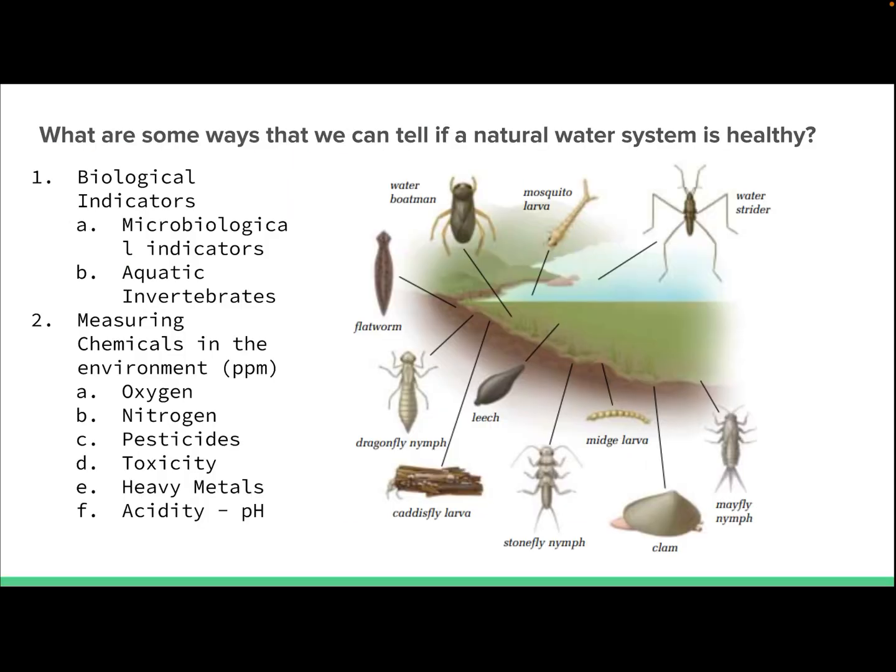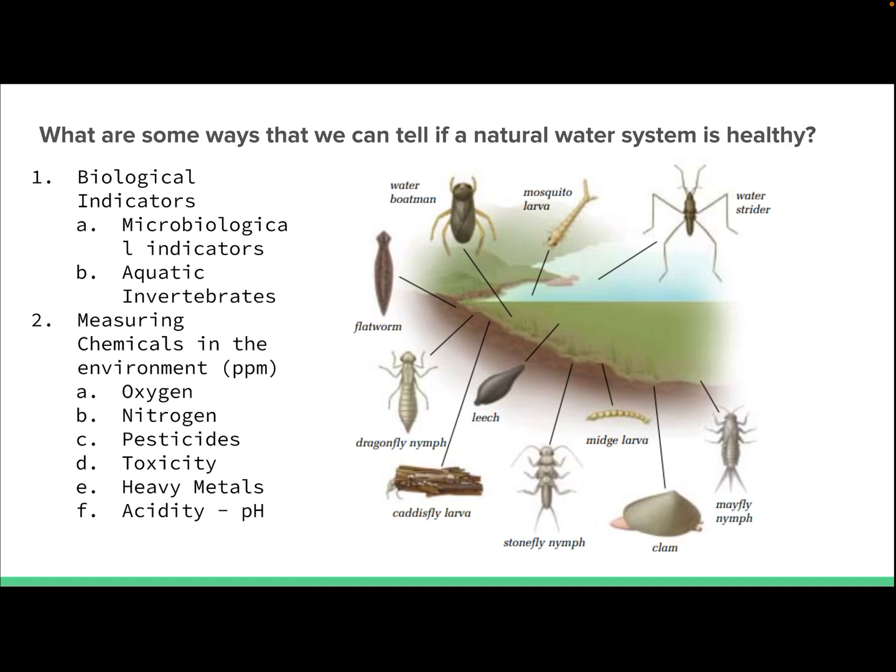I think we can look at biological indicators, looking at aquatic invertebrates, and measuring chemicals in the environment. So we're looking at oxygen and nitrogen, pesticides, toxicity, heavy metals, and the acidity, pH. Those are different ways that we can take a look to tell if it's healthy.